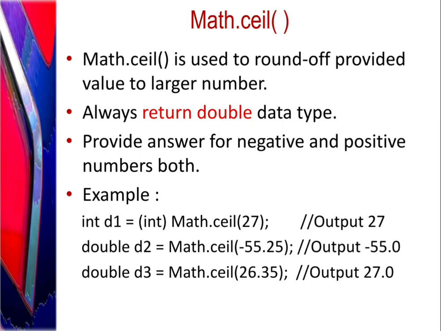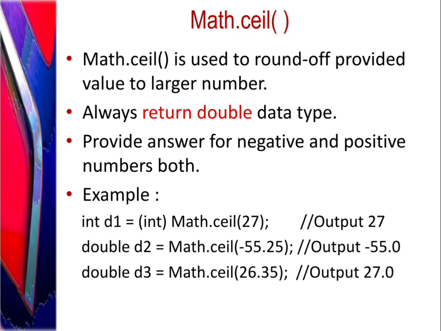Math.ceil 27. If I told you it provides you a double, but it's up to me if I want to convert it into an integer. Then I am able to convert it. See, explicitly I have written int, which means explicitly it is going to convert it into 27 only. If I'm not writing int in front of Math.ceil, it provides me 27.0. But now because of int, it provides me 27. See the next example, Math.ceil minus 55.25.